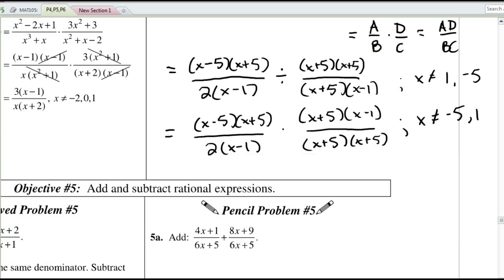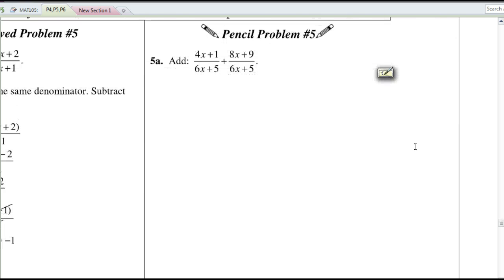Okay, so I kind of ran out of space, but we just need to cancel terms at this point. So one copy of x plus 5 goes out. This one, still have one left over, I can go out with that one, and then x minus 1 can drop out with x minus 1. So we just end up with x minus 5 over 2, where x cannot be negative 5 or 1. And that's it. So division is really the same thing as multiplication. Okay, let's move on to adding.